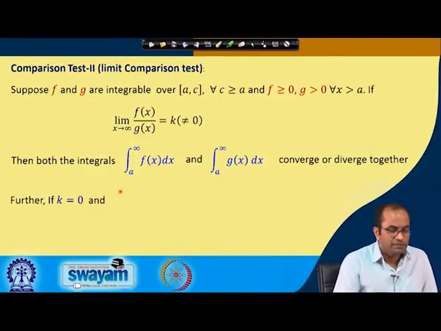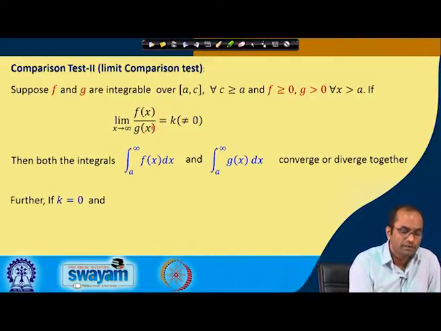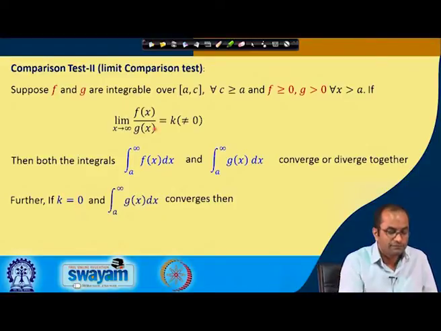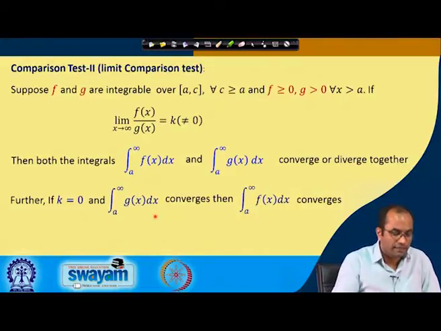Further, what will happen if k is 0? k being 0 means that g is growing faster to infinity than f, so g will dominate, and as x goes to infinity this ratio will go to 0. So in this case g is a dominating function, and if the integral of g converges, then naturally the other integral, of f(x), will also converge. So that is again simple.